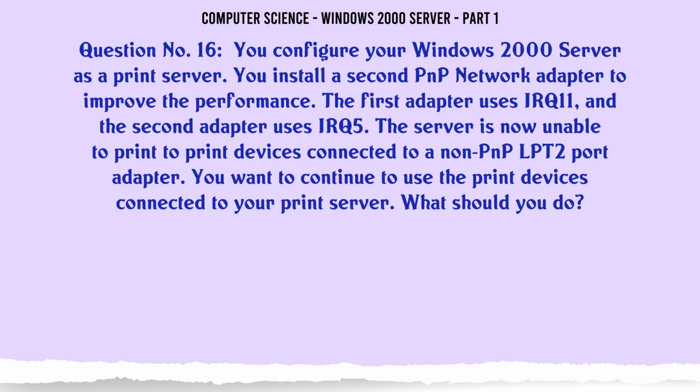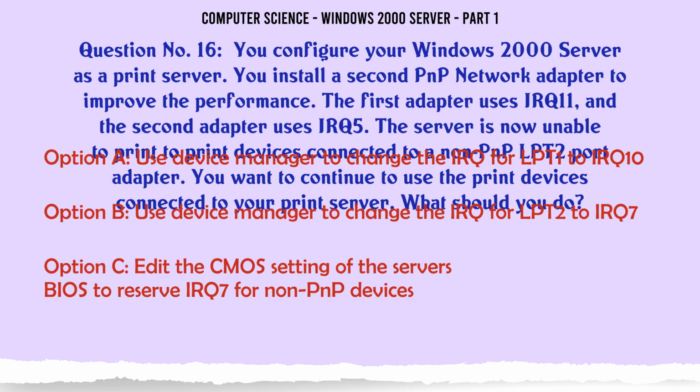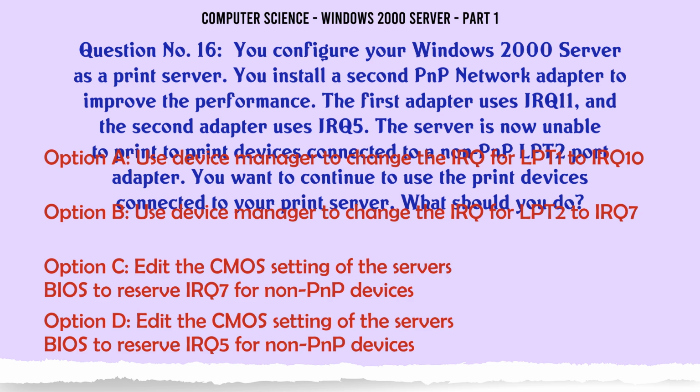You configure your Windows 2000 server as a print server. You install a second PnP network adapter to improve the performance. The first adapter uses IRQ 11 and the second adapter uses IRQ 11. The server is now unable to print to devices connected to a non-PnP LPT2 port adapter. You want to continue to use the print devices connected to your print server. What should you do?